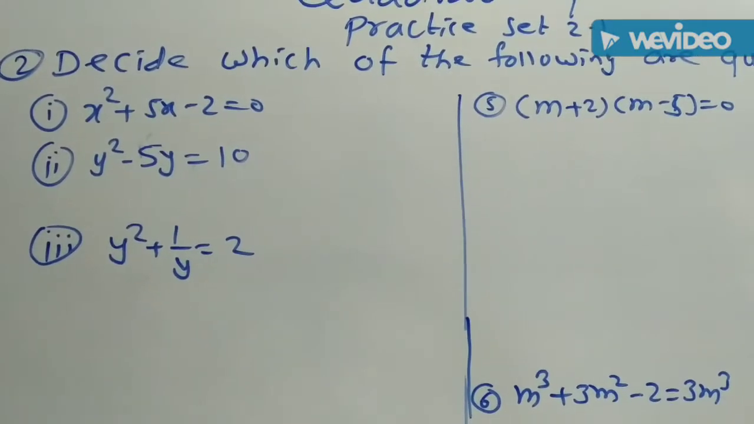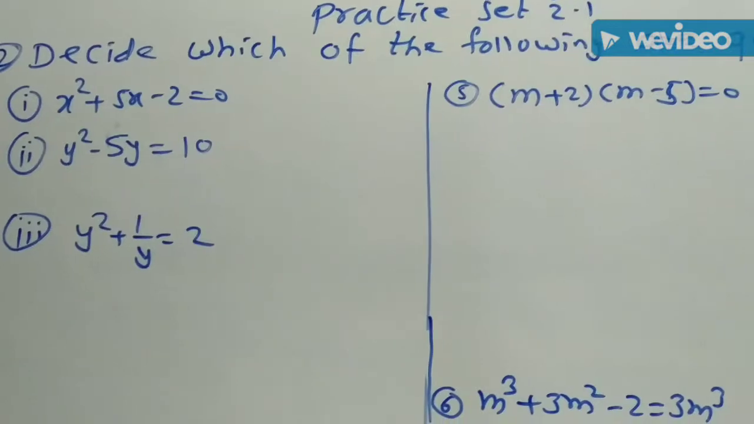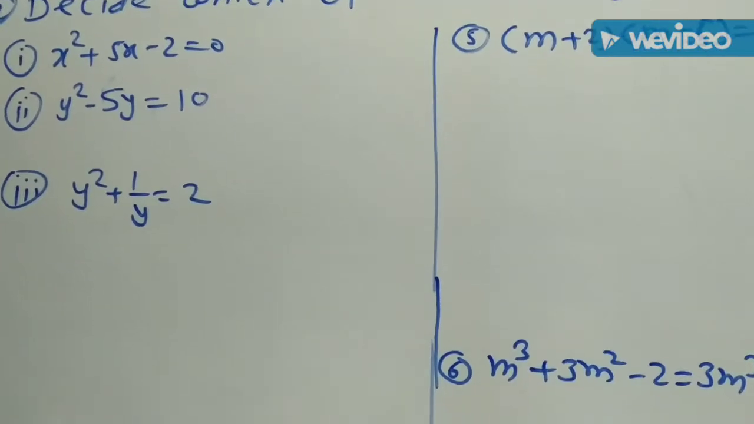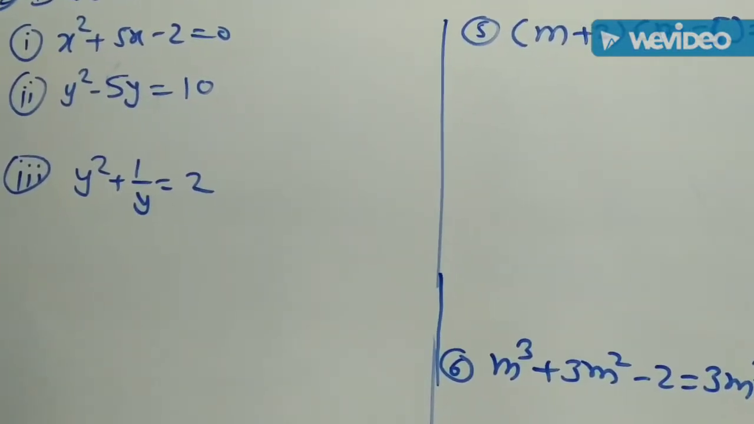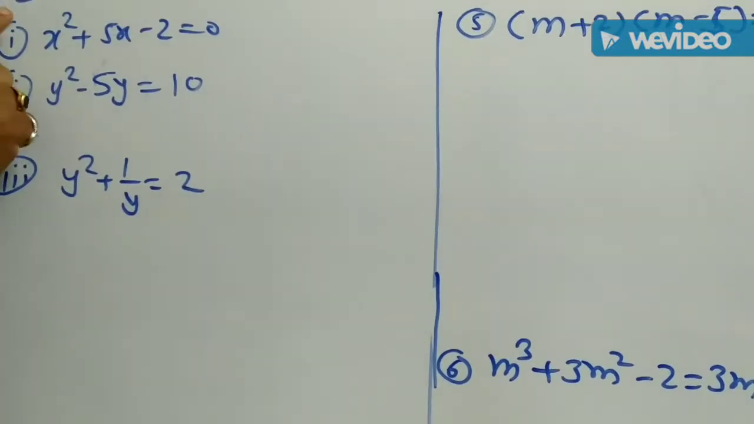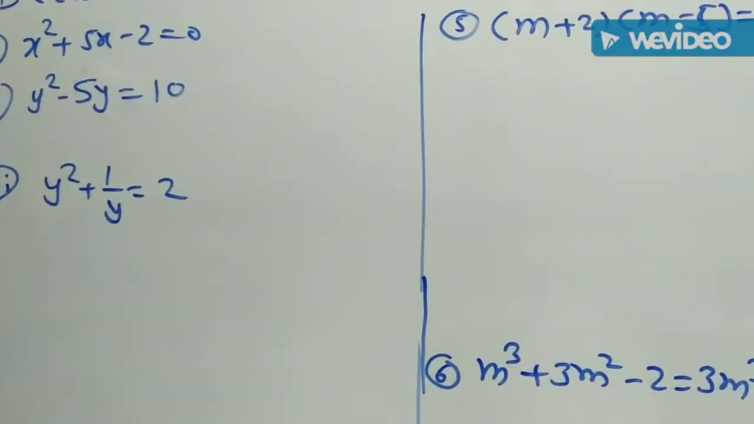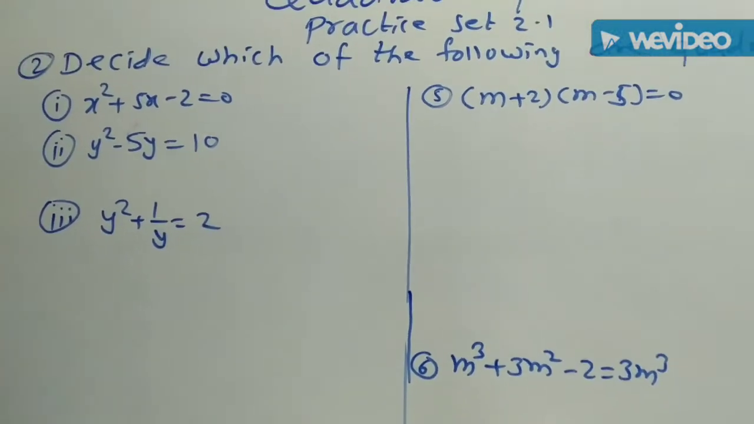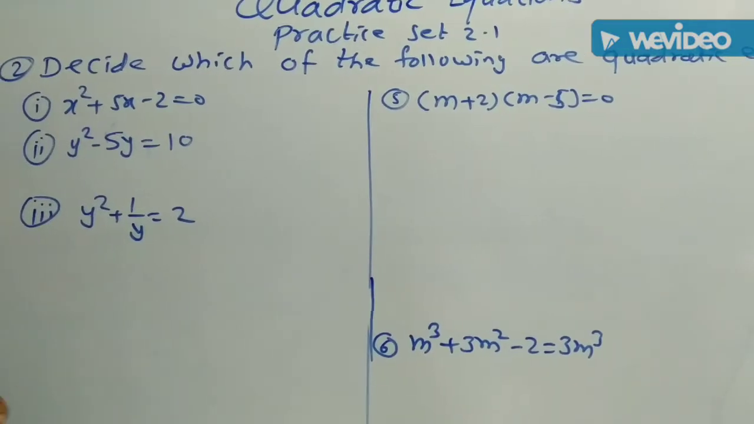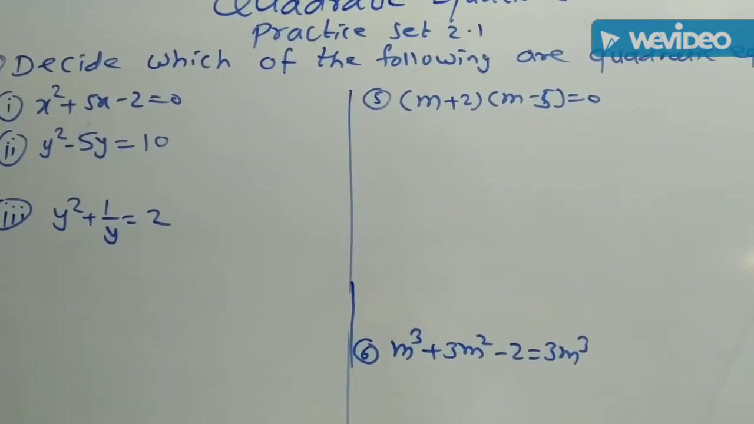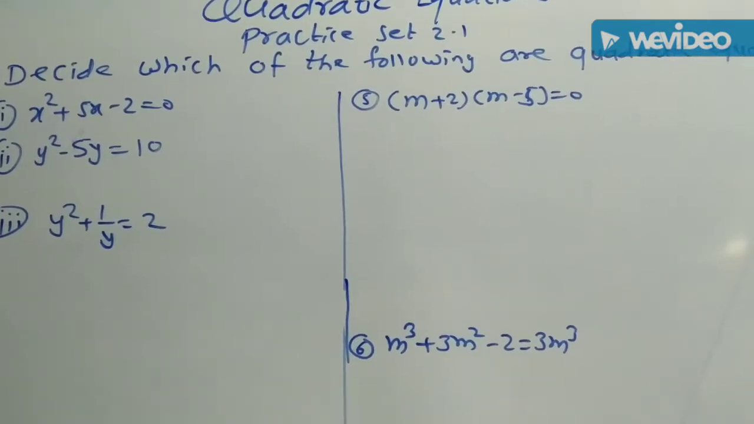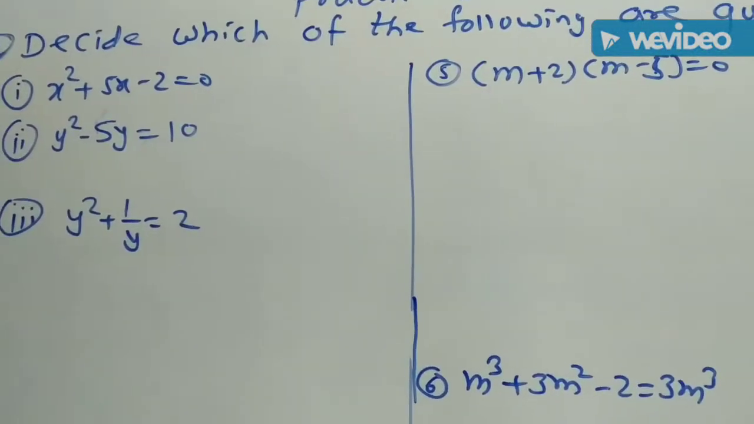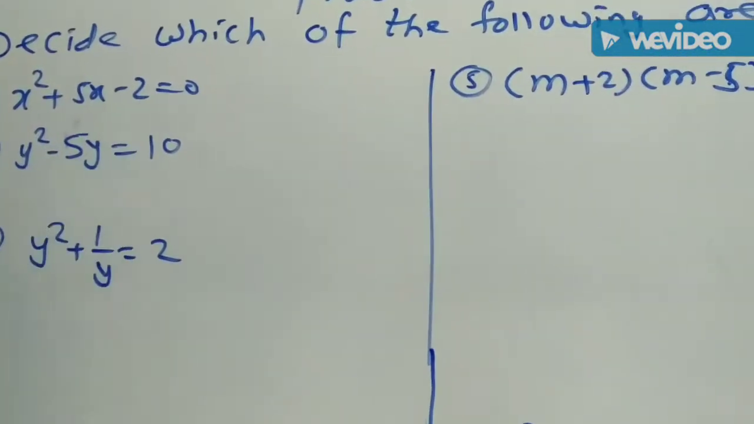Now we start practice set 2.1. In this, the first question is: write any two quadratic equations. It is an open-ended question. That means we have to write any two quadratic equations having one variable and degree 2. Second question: decide which of the following are quadratic equations. For that, we must know that a quadratic equation has only one variable and the highest degree of the variable is 2.